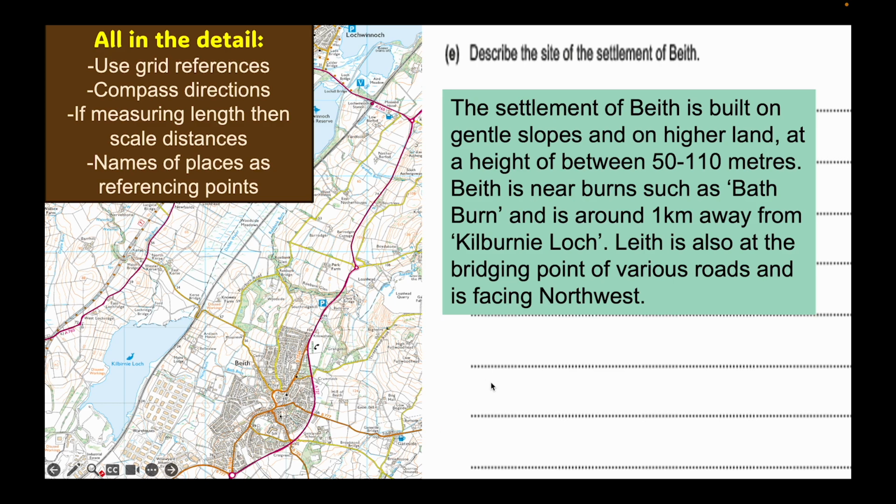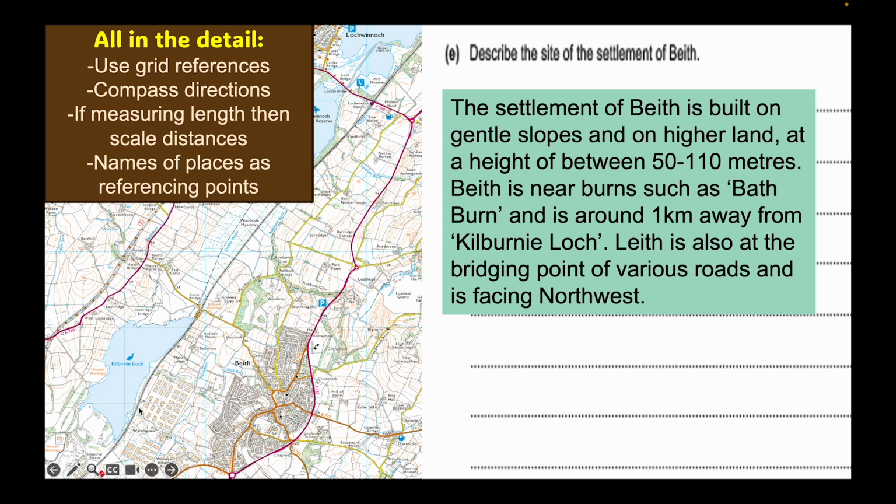The settlement of Beath is built on gentle slopes. You can see the contour lines are clearly far apart, and it is on higher land at a height of between 50 and 110 meters. Beath is near burns such as Bath Burn here, and is around 1 kilometre away from Kilburney Loch. Well, you could say it overlooks the loch.